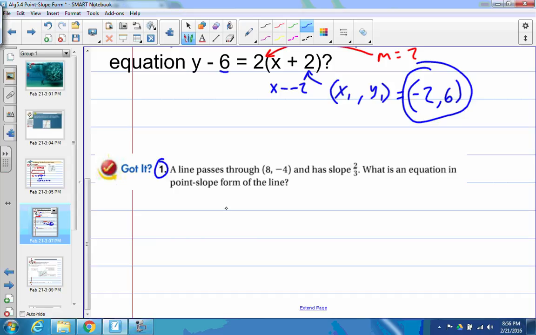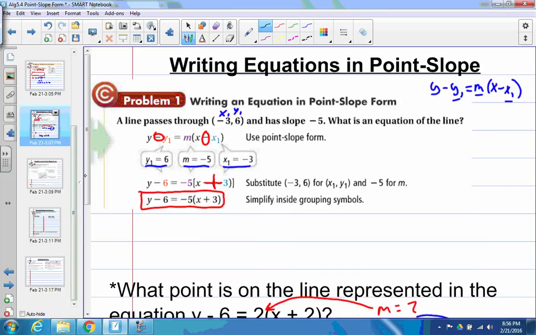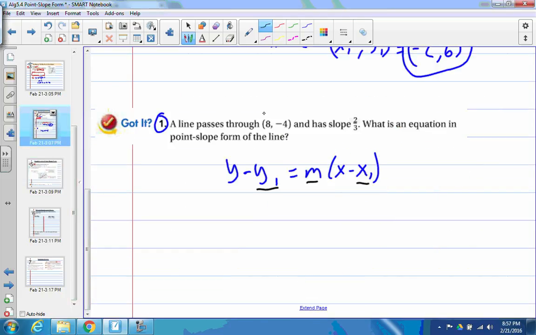Alright, so what I'm going to do is use point slope form. Y minus y1 equals m times x minus x1. And the three parts we plug in are the point for the x1 and the y1, and the slope for m. So what I'd like to do is plug that in. So we have our x1 and our y1 and our m.